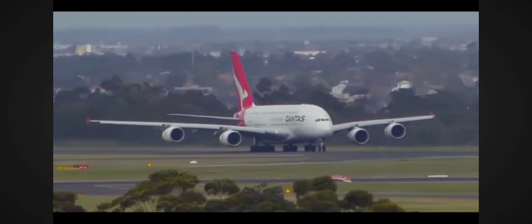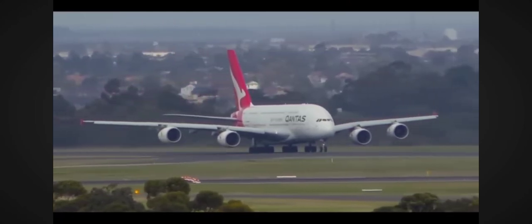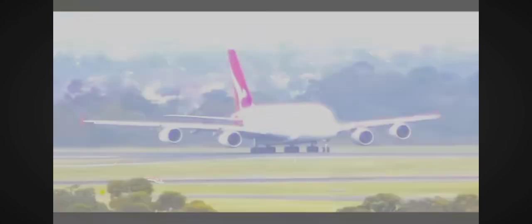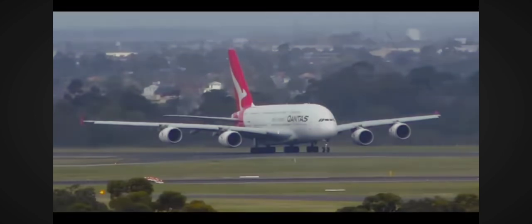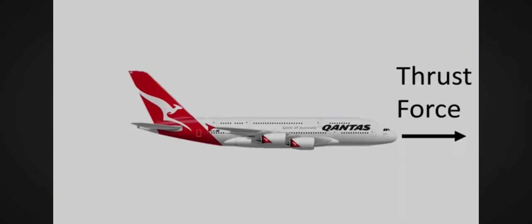At the start of the takeoff, the plane accelerates from a standstill. If we take a snapshot, we can draw all the forces acting on the plane. Here we have the thrust force produced by the engine, which propels the plane forward. Check the description below to see how those work.